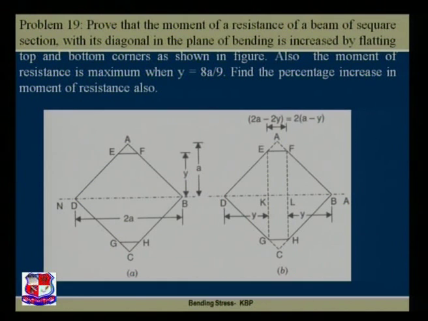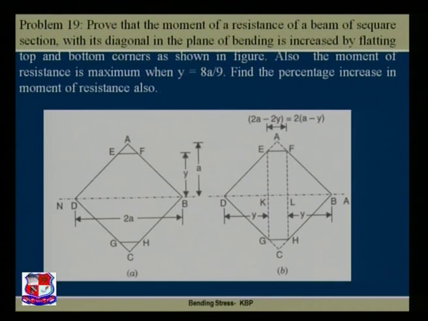Prove that the moment of resistance of a beam of square section with its diagonal in the plane of bending is increased by flattening up and bottom corners as shown in the figure. Also, the moment of resistance is maximum when y is equal to 8a by 9. Find the percentage increase in moment of resistance.